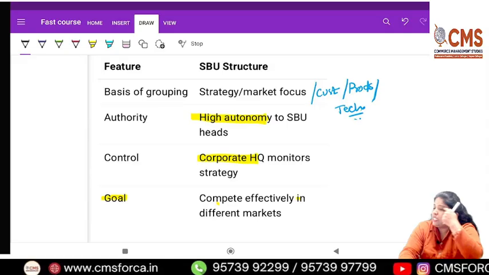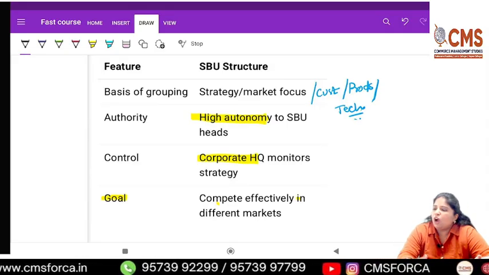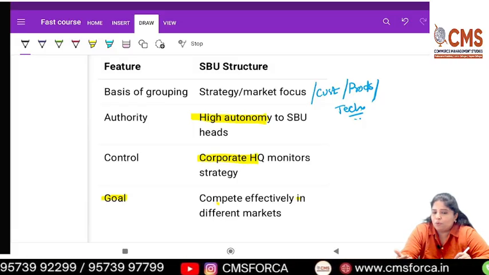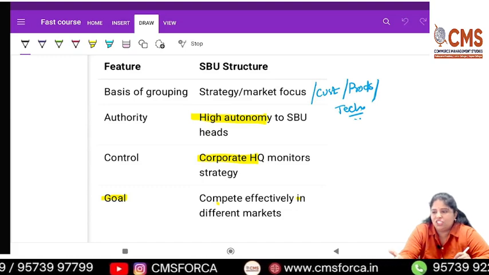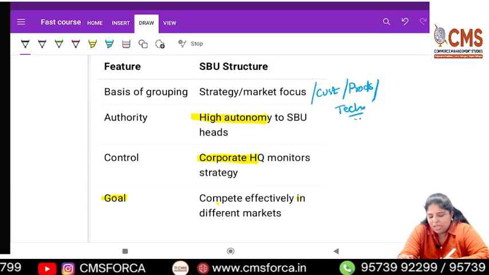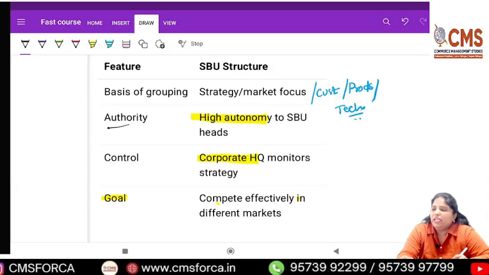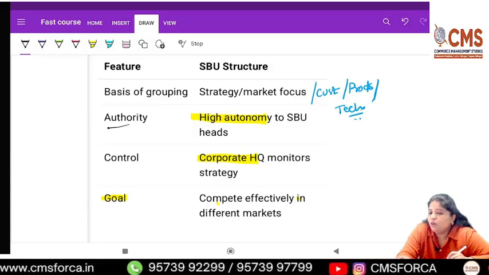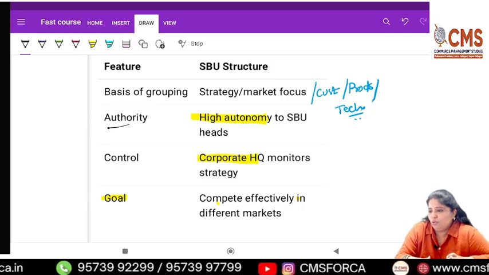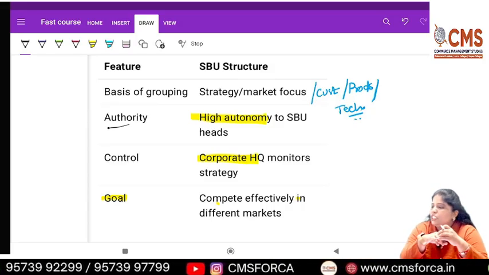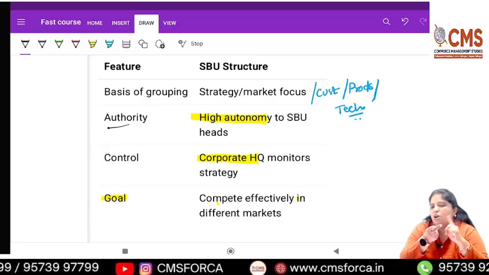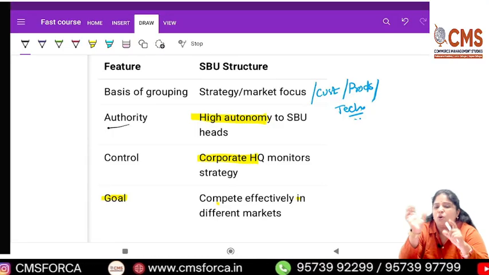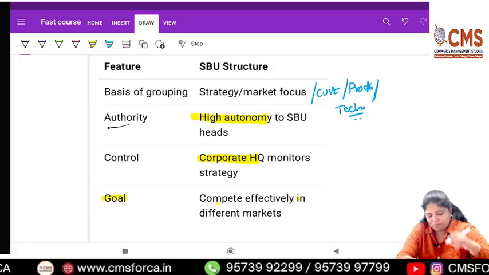Feature. This is the very quick summary. How do you group SBUs? Strategies, market, product, services, technology, customers, authority. Each SBU works as an independent company, a standalone unit. How do we explain that? Each SBU has its own strategies, its own objectives, its own set of competitors. Each SBU has its own CEO or manager.